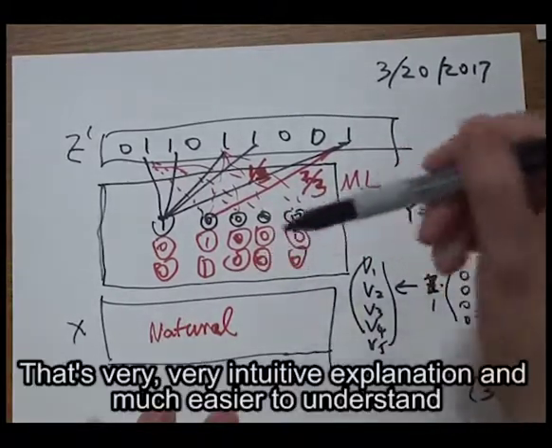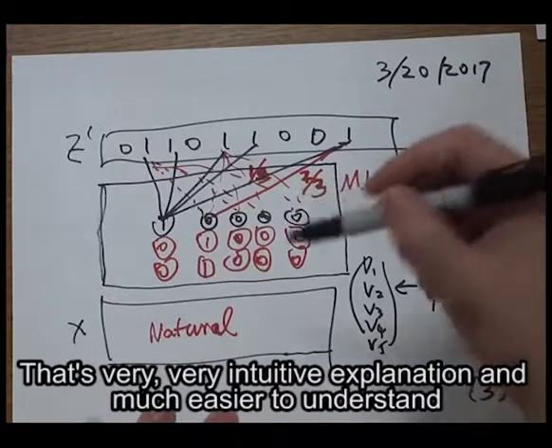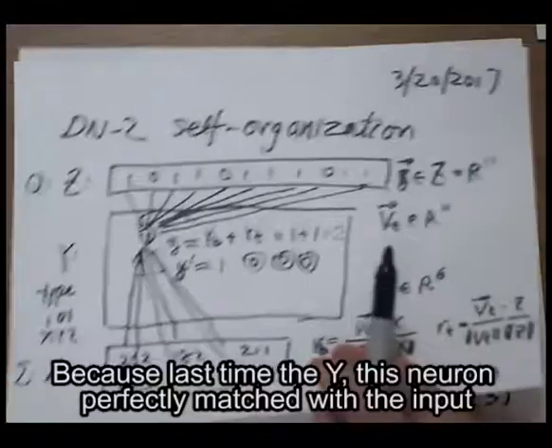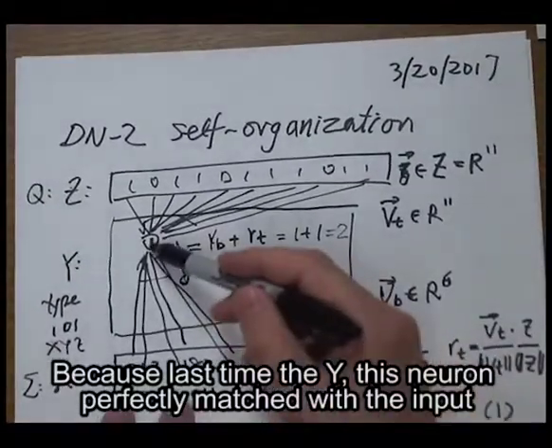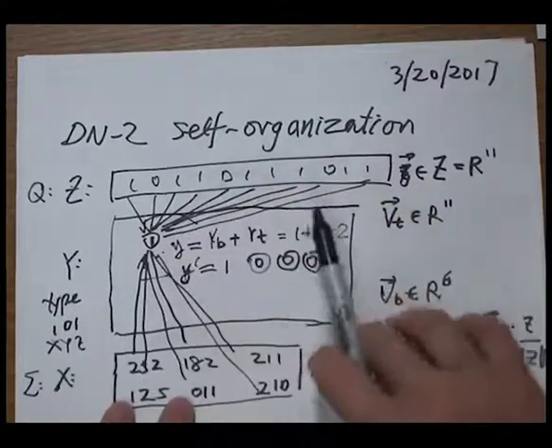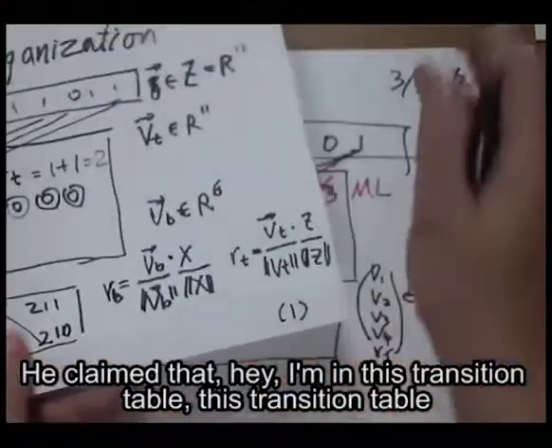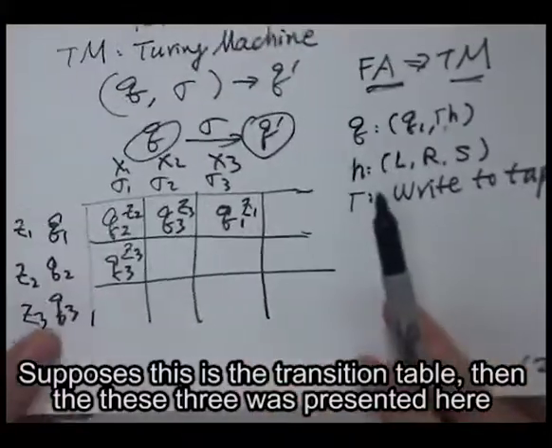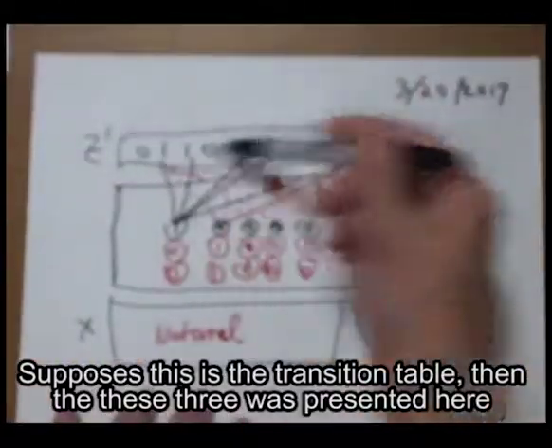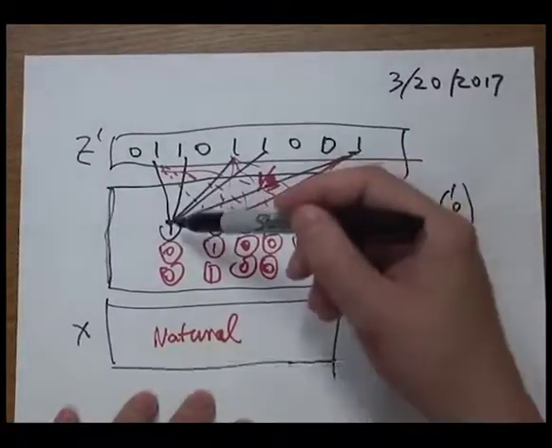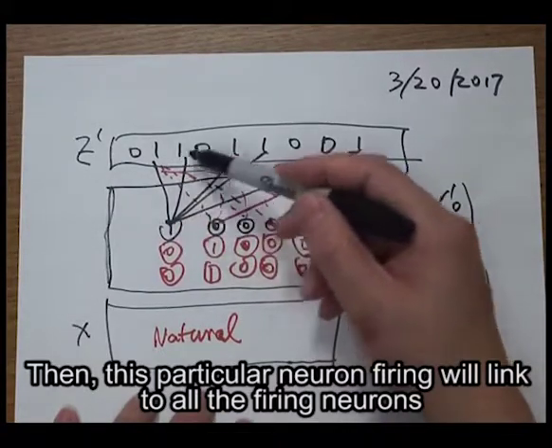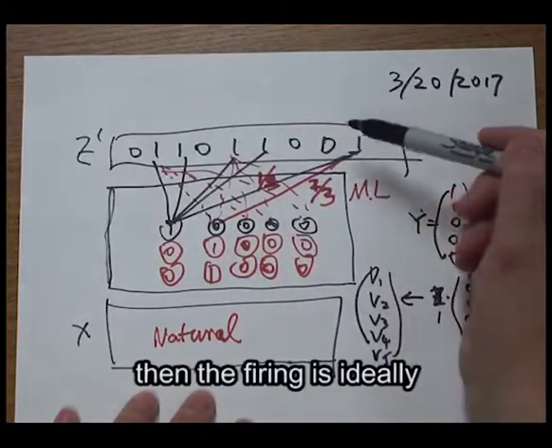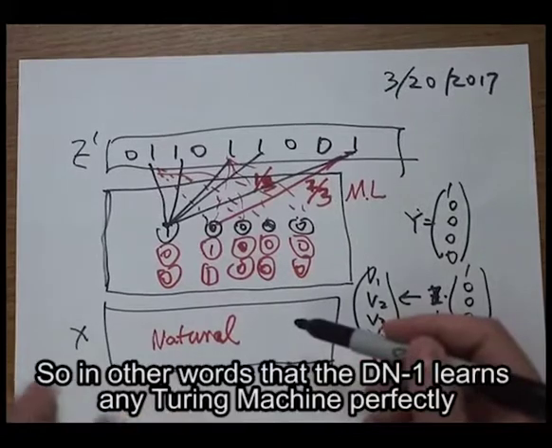That's a very, very intuitive explanation and much easier to understand than the math. Now, why did that happen? Because last time, when this neuron perfectly matched the input, it claimed, hey, I'm in this transition table. Suppose this is the transition table, and these three were presented here, and suppose we supervised it. Then this particular Y neuron firing will link to all the firing neurons because the weight is perfect, and then the Z neuron fired, ideally.